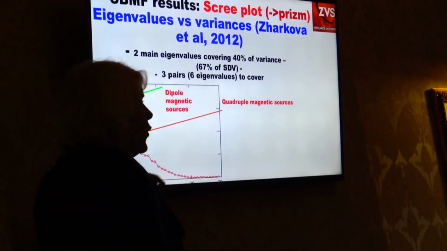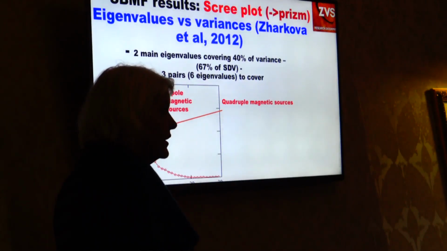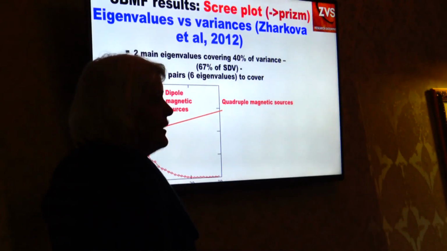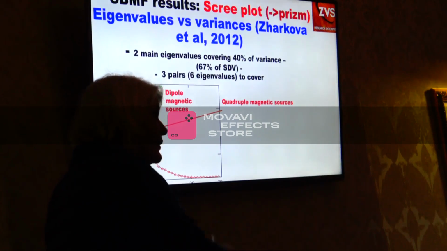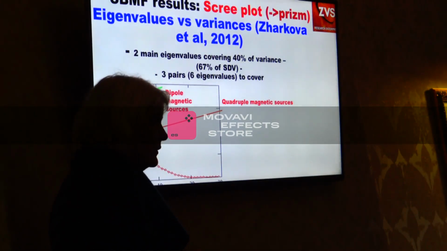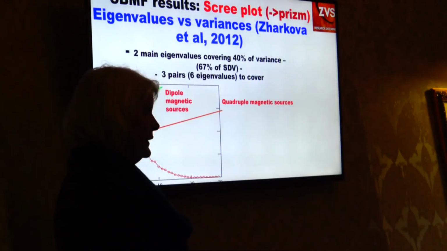We use only 4 pairs. These 4 pairs cover 99% of the variance of the data. But at that time when we found them, we had no idea what they were coming from. Later, we discovered that the first pair should account for dipole magnetic field waves. This pair accounts for quadrupole magnetic field waves.